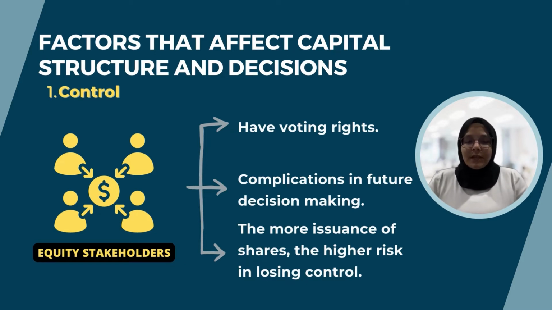So, the first factor is control over a company. How does control affect the capital structure? Well, by adding investors, a company is further complicating future decision-making as equity shareholders are said to be the real owners of a firm and have the rights to partake in voting for the company's management. So, if a company distributes shares, they risk losing control of their own company.